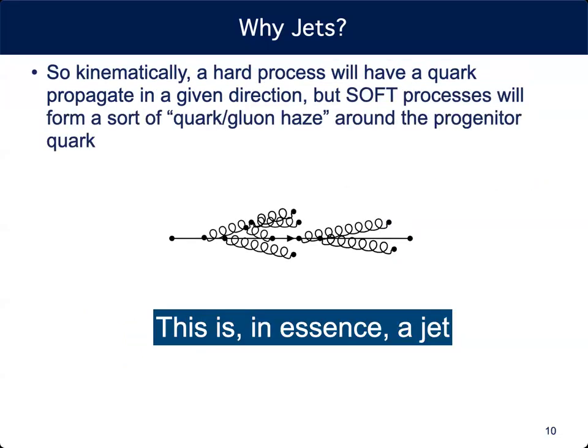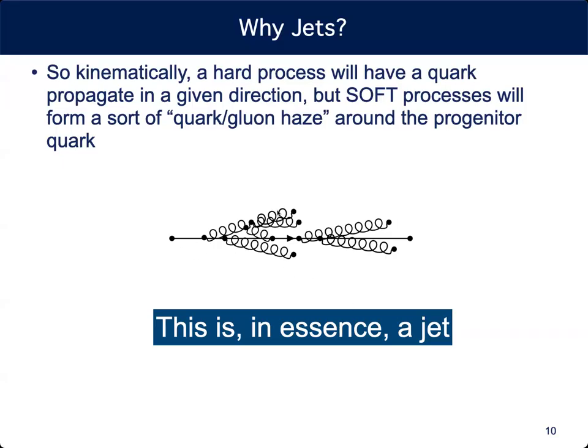Kinematically, what will happen is you'll have a hard process. It could be created from something, maybe a Higgs to b b-bar or whatever. That process will have a quark that propagates in some direction, and then soft processes will start creating a bunch of radiation around this progenitor quark.